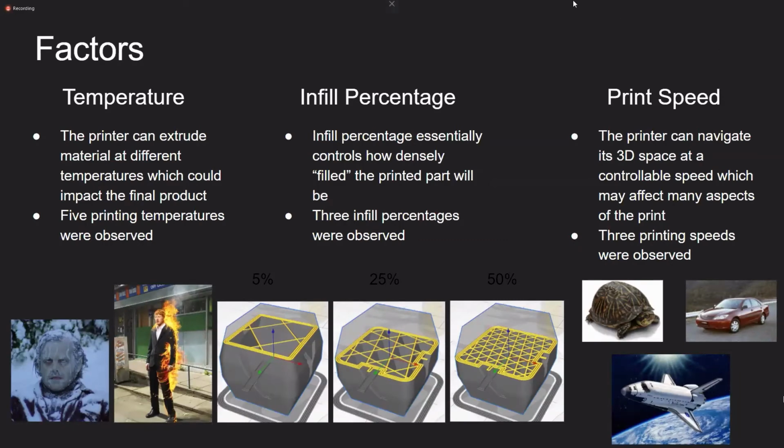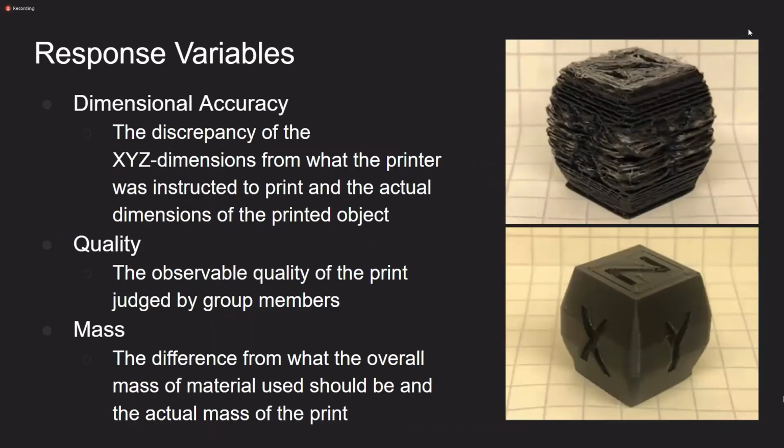So the factors we chose are pretty self-explanatory, but we chose 5 different printing temperatures to test, 3 different infill percentages to test, and 3 printing speeds to test. The response variables that we were interested in, as stated before, were dimensional accuracy, quality, and mass. The dimensional accuracy was taken as the difference on each axis from what the print was instructed to be, the measurements given. The quality was judged by group members on a scale of 1 to 24.